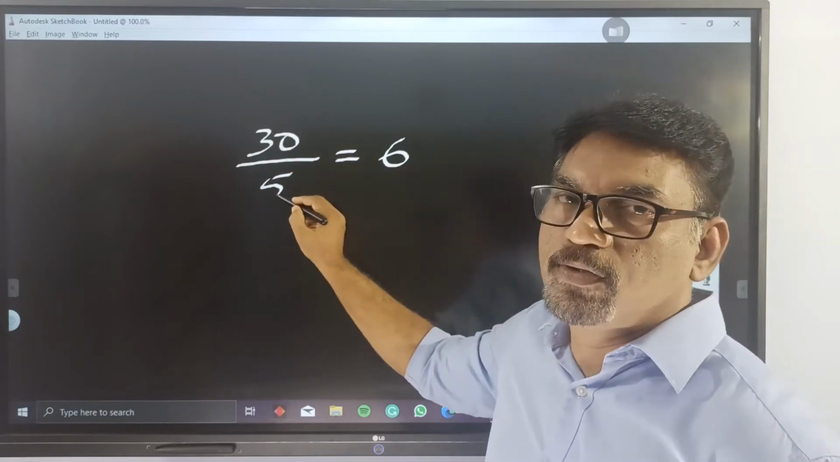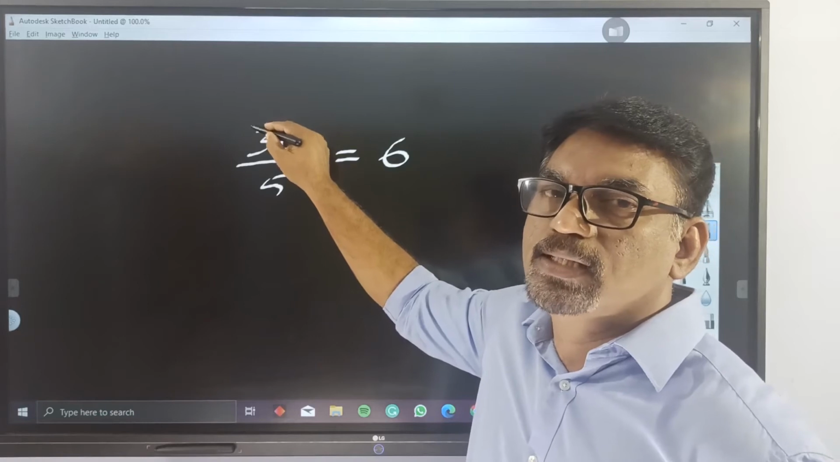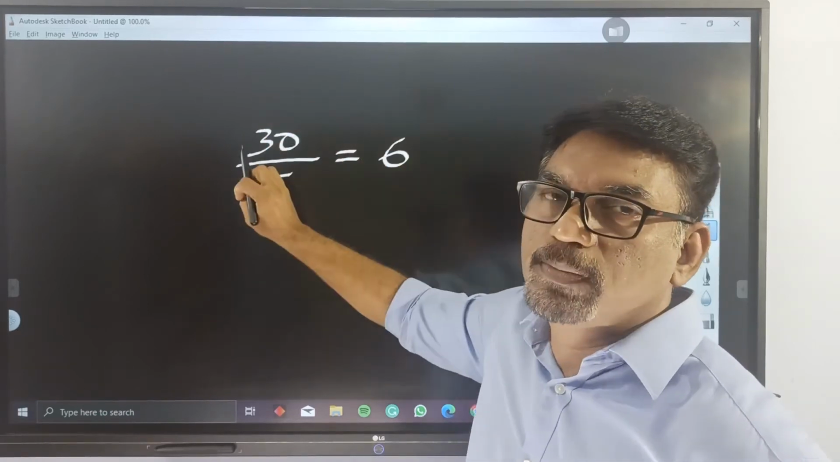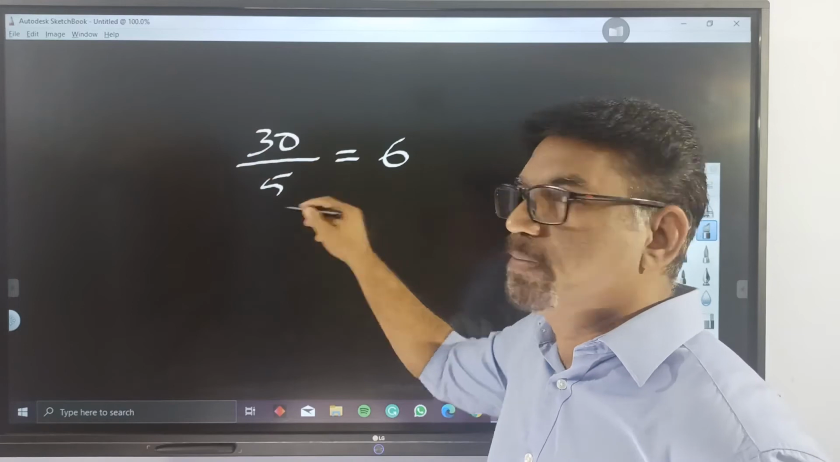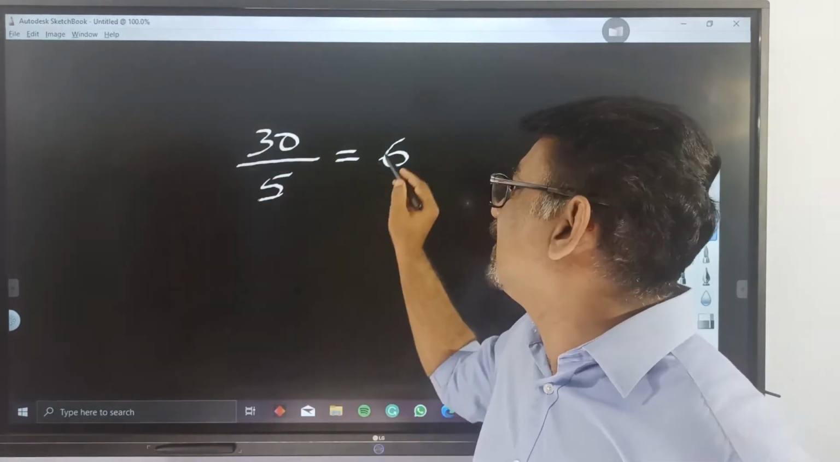അല്ലേ 6 5 കൊണ്ട് മൾട്ടിപ്ലൈ അല്ലേ 30 കിട്ടിയത്. അപ്പോൾ ആരെ 5 കൊണ്ട് മൾട്ടിപ്ലൈ ചെയ്തിട്ടാണ് 30 കിട്ടിയെന്ന് മനസ്സിലാക്കാൻ വേണ്ടിയിട്ട് ക്രോസ് മൾട്ടിപ്ലൈ ചിന്തിച്ച് നോക്കിയാൽ മതി. So this 6 into 5 is equal to 30. Therefore this 6 is the middle term.